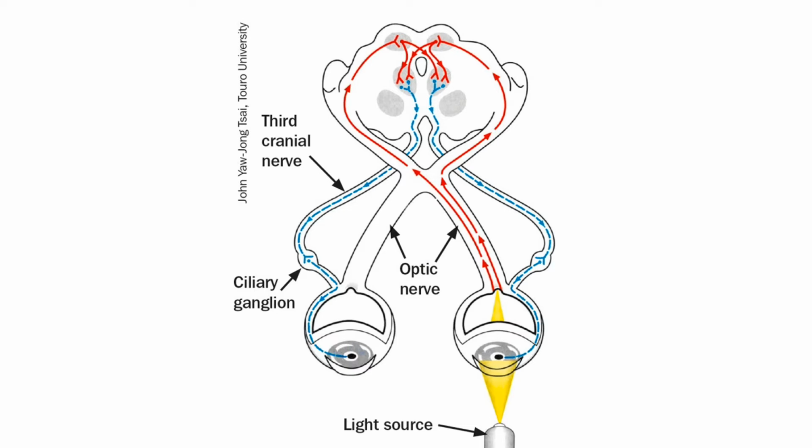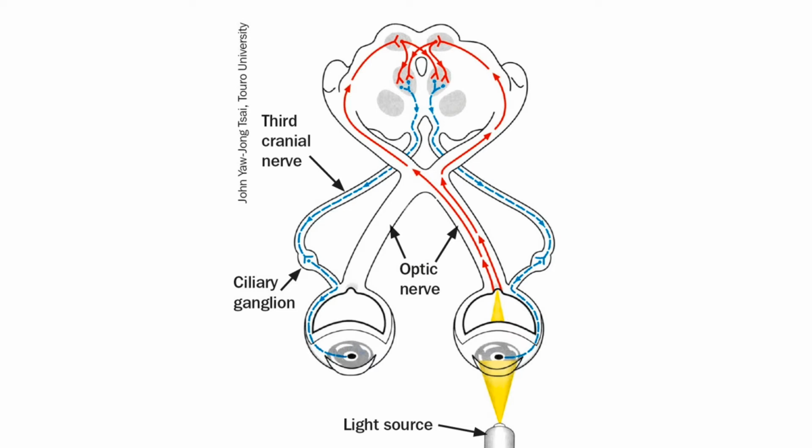Both connections enter the right and left pretectal nucleus. Now, this is where, again, something really interesting happens. The right pretectal nucleus connects with both the right and left Edinger-Westphal nucleus. The left pretectal nucleus connects with both the right and left Edinger-Westphal nucleus.